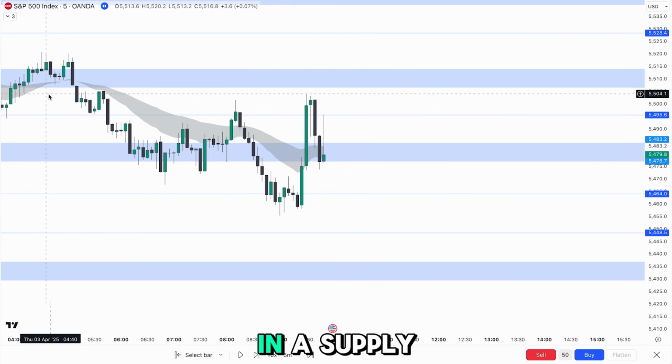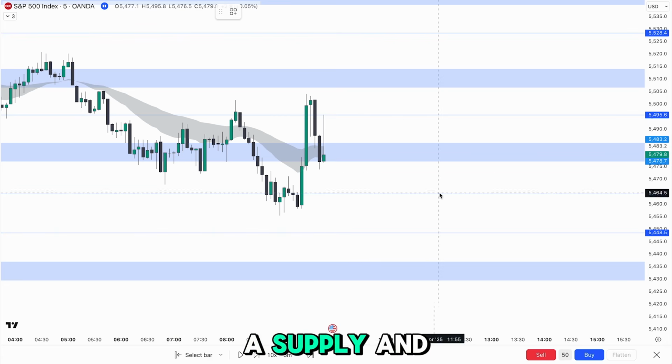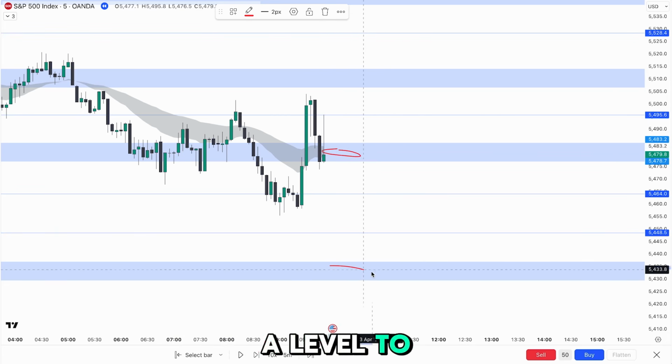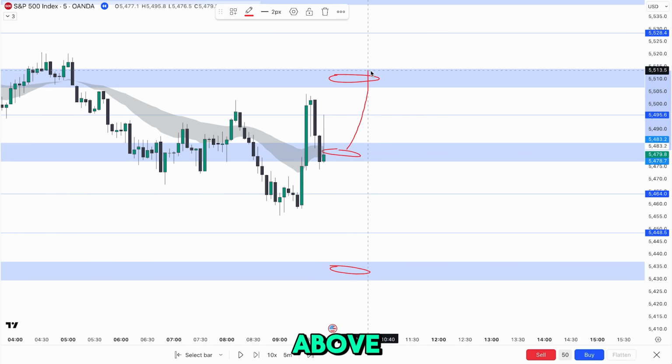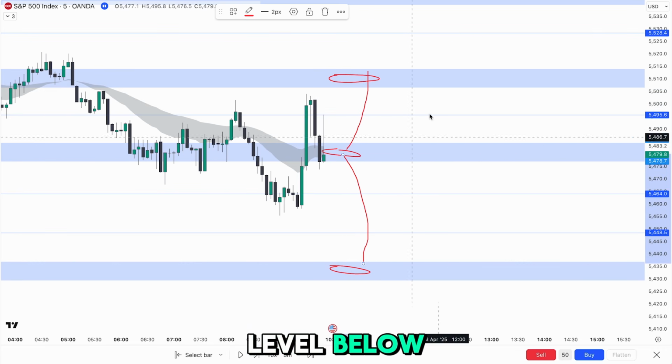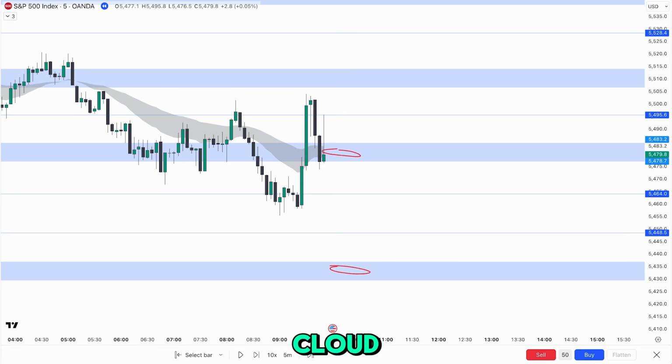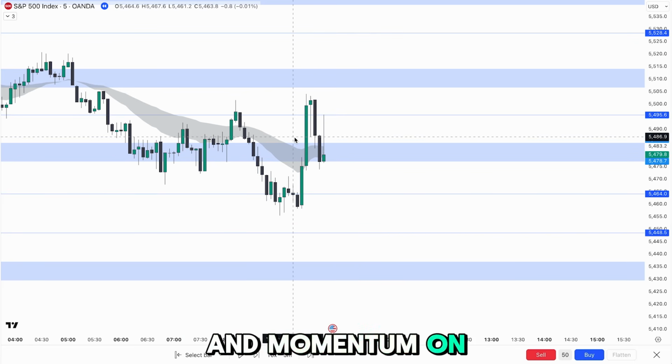Now we only want to enter in a supply and demand zone and exit in a supply and demand zone. We're looking for a level-to-level trade here. We have two choices. Either the price will move to the supply level above or it'll move to the demand level below. And as we saw before, the cloud indicates that sellers have trend and momentum on their side.